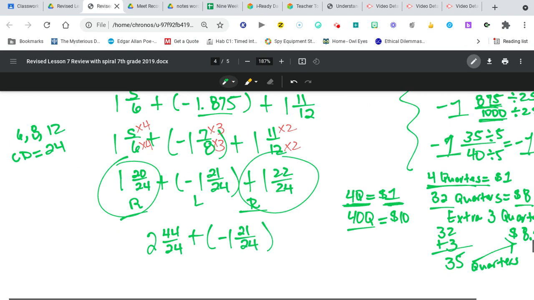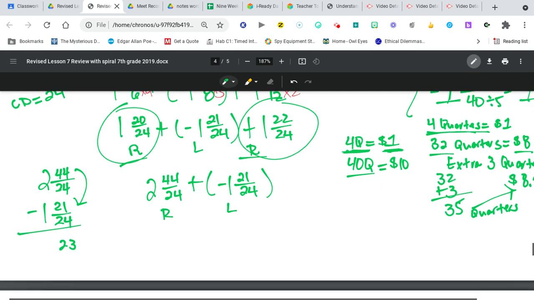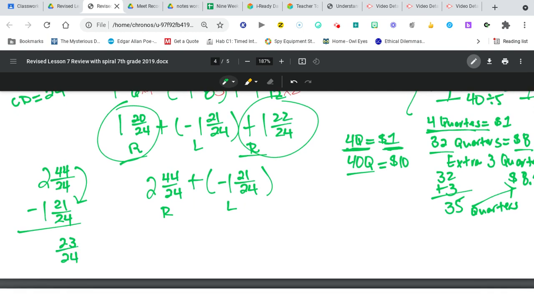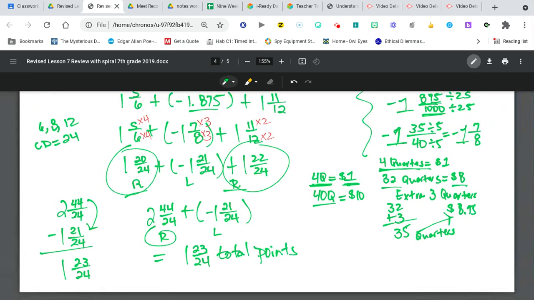You could have also gone right to left. And this is to the right total. That's to the left. Stack them. Let's see what we get with the larger group on top. I can say 44 minus 21 is actually 23 over 24. And then 2 minus 1 is 1. And it's more to the right. So it's 1 and 23 24ths total. It's a total change. Okay. And that's all you do.